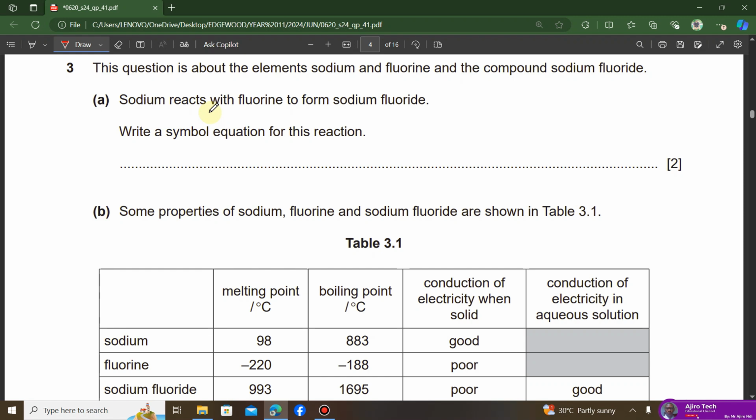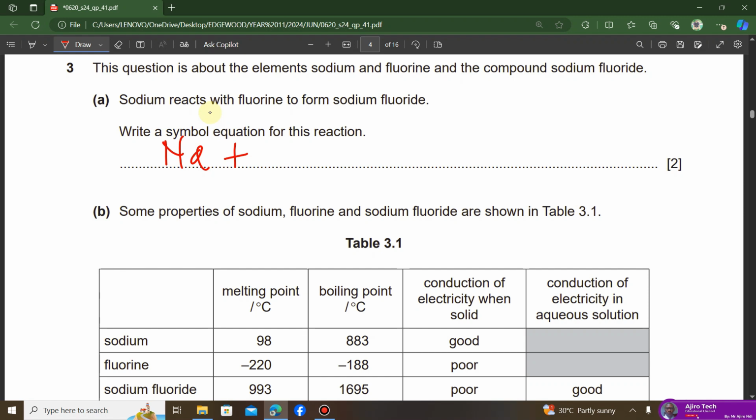Sodium reacts with fluorine to form sodium fluoride. Write the symbol equation for this reaction. Okay, you know sodium is in group 1, and you know that the group 1 elements are simply monoatomic. Okay, so sodium has a symbol of Na, right? It's monoatomic, plus. Now, fluoride is gotten from fluorine, all right?